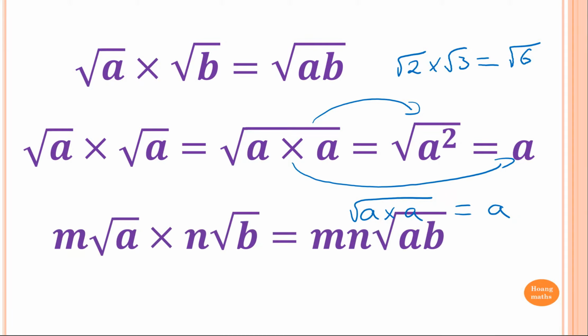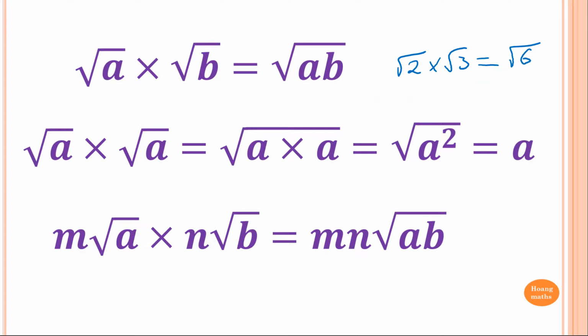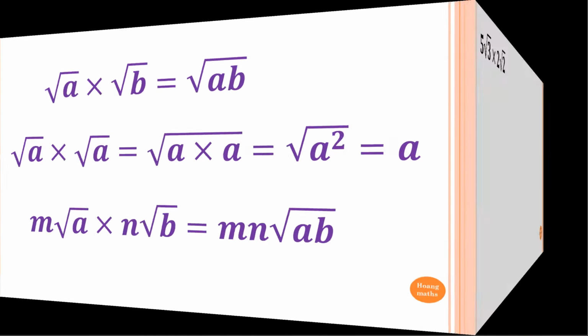Now this one here, I'll clear this first. m square root of a times n square root of b. Of course, you do n times m first, and then inside the surds you go a times b. So square root of ab. Okay, here we go. Let's get into it.